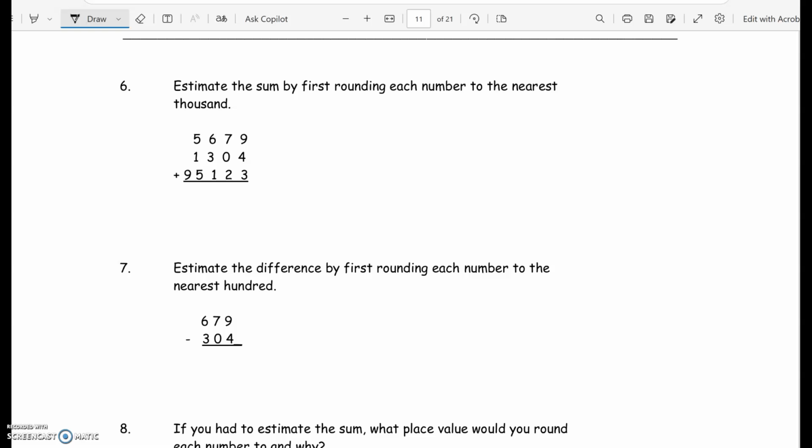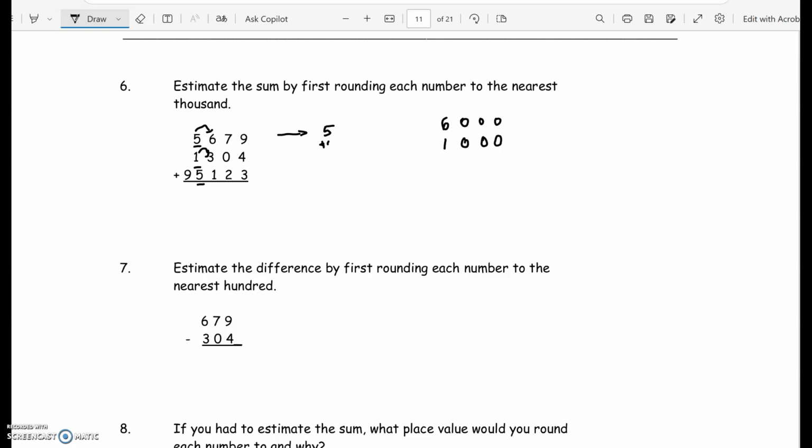So if we round each number to the thousands place, remember that's the thousands place. First number is rounded up. So we're going to add 1 to the 5. It becomes 6,000. We round down. The 1 remains a 1. There's no subtraction at all in rounding. And when you round 1,304, it becomes 1,000.